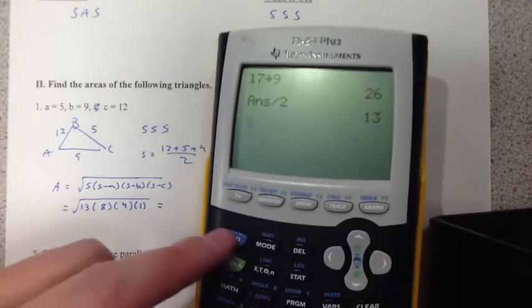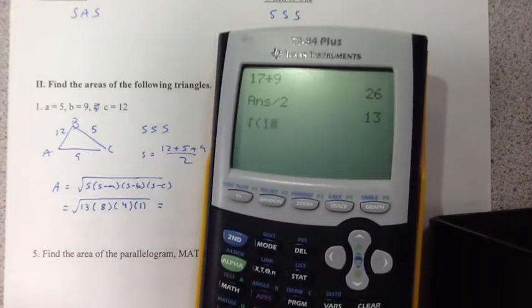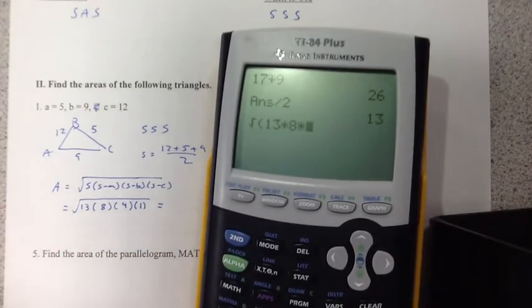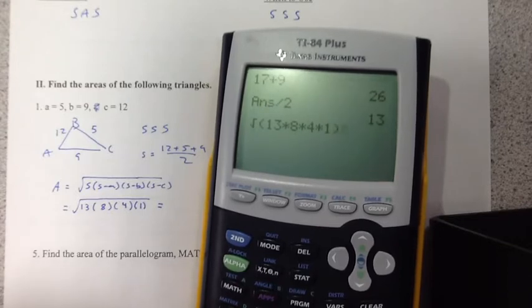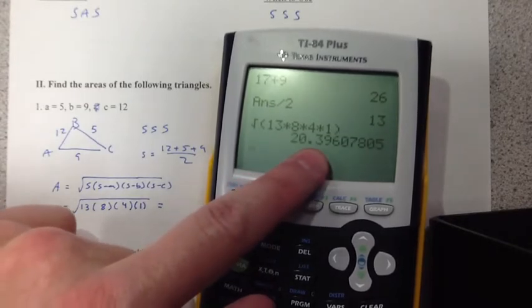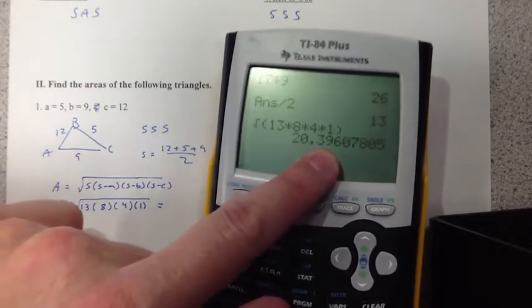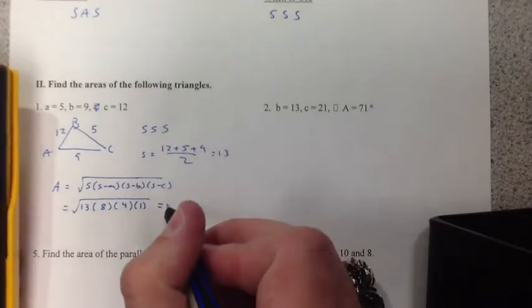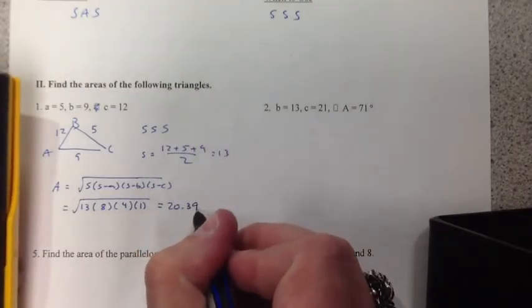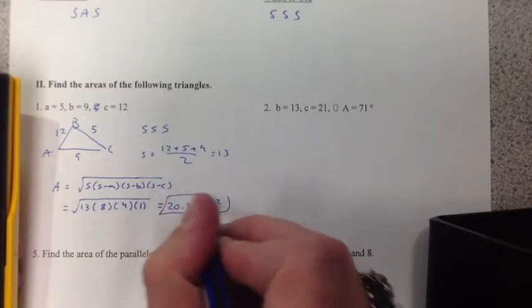And I just type all that again in my calculator. The square root of 13 times 8 times 4 times 1. And we get 20.396. I'll go out 3 decimal places here. 20.396 units squared.